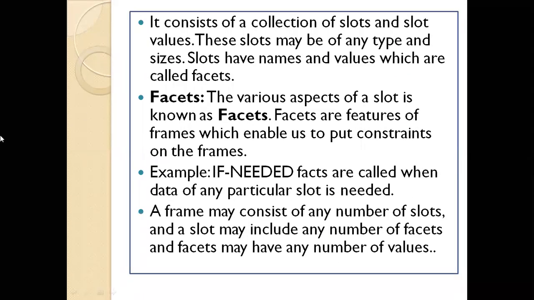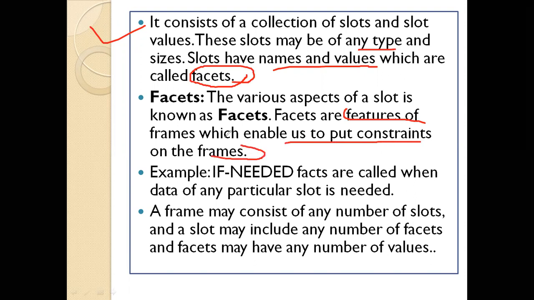Now, what does a frame consist of? A frame consists of slots and slot values. The slots may be of any type and size, and slots will have some names and values, and these names and values are called facets. Remember these terms, okay? These terms might be asked in some MCQs. So facets are various aspects of a slot, and these are the features of frames which enable us to put some constraints on the frame. I'm repeating it again. What is a facet? Slots have some names and values, and they are actually our facets. And these are the features of frames that enable us to put some constraints on the frame.